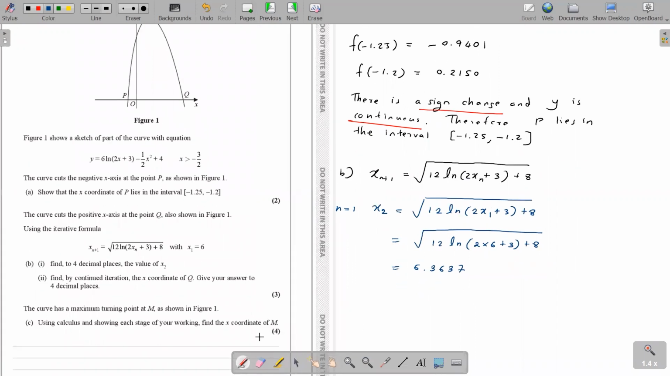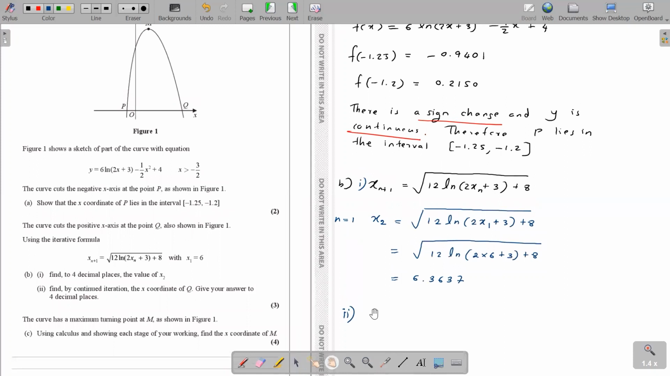Then they ask you in Roman number 2, so make sure you give your numberings correctly. B Roman number 1, B Roman number 2. They say here, find by continued iteration, that means you keep on iterating, the x coordinate of Q to 4 decimal places. So what do you mean by continued iteration? They use this iteration to find the coordinate of the point Q. The first approximation of Q we used was x1 equals 6. Then we got the second approximation as 6.3637.